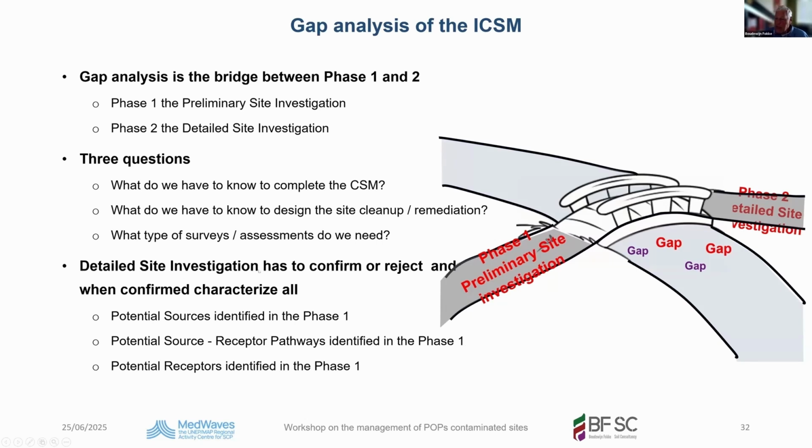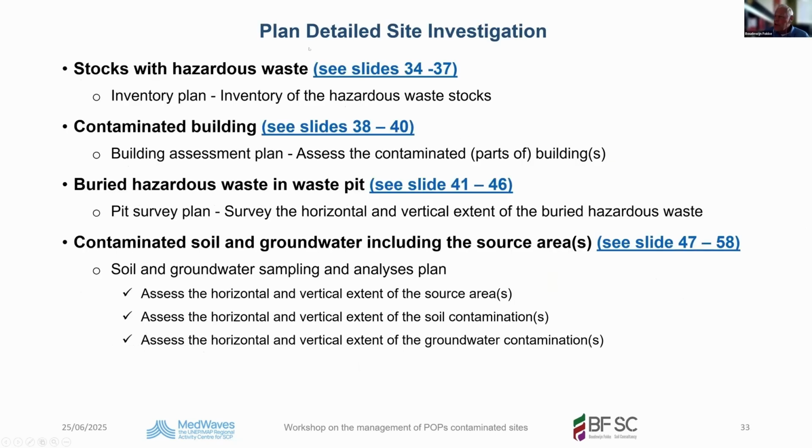The detailed site investigation has to confirm or reject, and when confirmed, characterize all potential sources, potential source receptor pathways, and potential receptors identified, all in phase 1. So the detailed investigation is looking for the confirmation or rejection of your potential source receptor pathways and potential receptors. Then we come to the plan of the detailed site investigation.